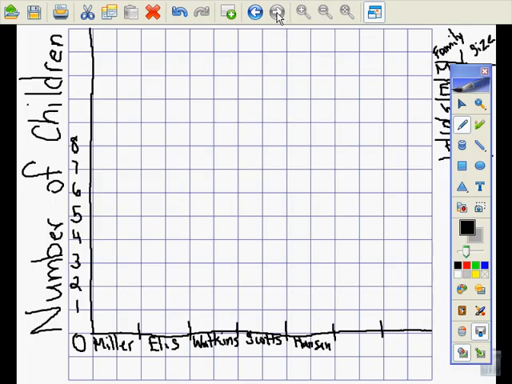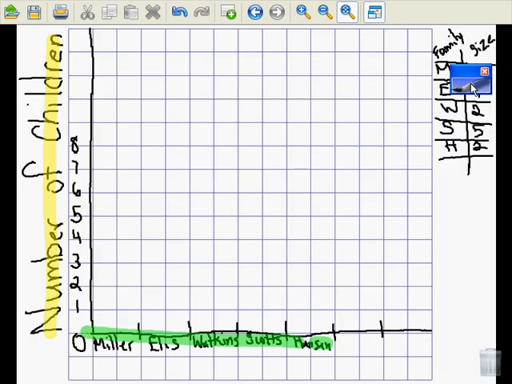Over on the side here we have number of children. And then along the bottom we have the different family names. So we're going to be using those two pieces of information. Oh, I should hide this. And then right here we have the information that we're going to graph.